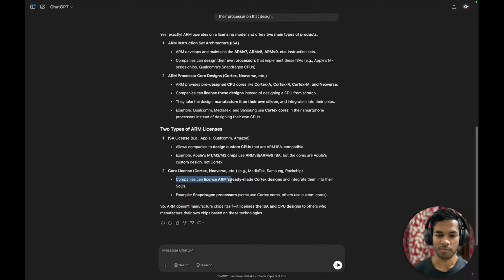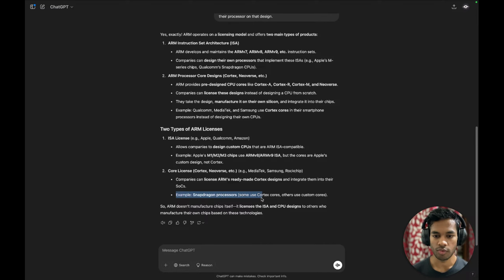Companies can license ARM's ready-made Cortex design and integrate them into their system on chips. I guess system on chips is the thing now, but if it's a system on chip, then you cannot upgrade your RAM, but yes, Cortex design is mostly used for phones. So can you not upgrade your RAM in a phone? That is a good question. I guess I haven't thought about it before.